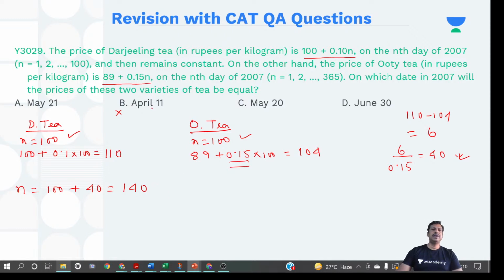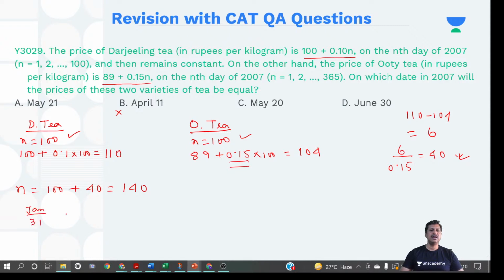So definitely April 1 is not the answer. Now I check May 21. So May 21 or May 20 can be the answer. I just need to check, till 31st of April, what is the total number of days? I just calculate that way. This is quite simple now. So January, I have to go for 140, right?